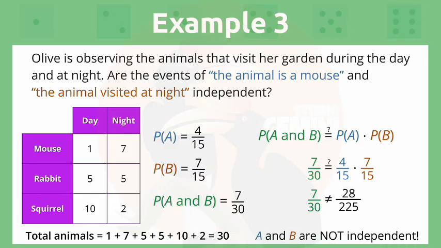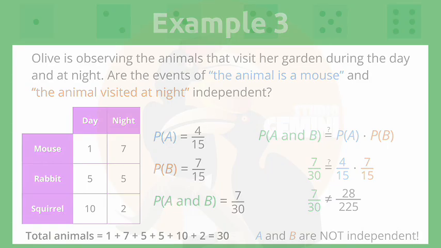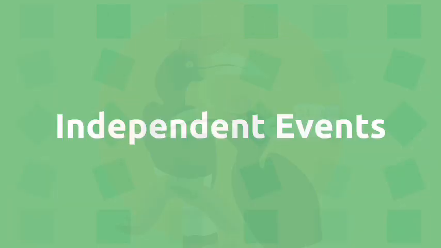This tells us that the probability of the animal being a mouse and the probability of an animal visiting at night affect each other. Why might this be the case? Well, mice are nocturnal, so it makes sense that they would be more likely to visit at night. Wow, awesome job! Now you know how to determine if two events are independent.